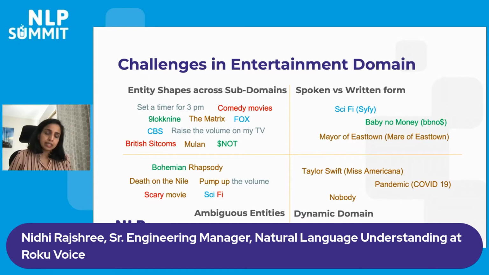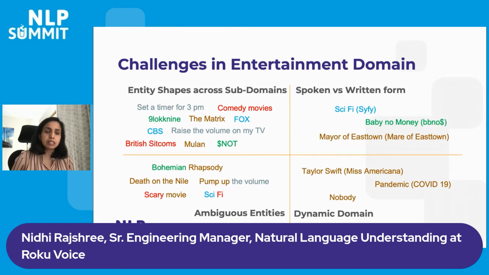So each of these entities or each of these subdomains look very different, and that's why there wouldn't be a one-size-fits-all solution to address all the entities or understand natural language in these different subdomains. And then there is the issue of ambiguity, where there's a lot of overlap between music and movies. For example, Bohemian Rhapsody is a movie and also a music, and similarly, sci-fi is a channel as well as it could also be a genre. We saw the case of Pump Up the Volume in the last slide.